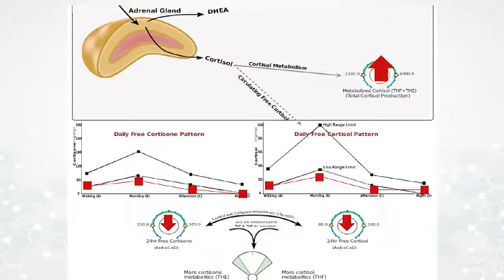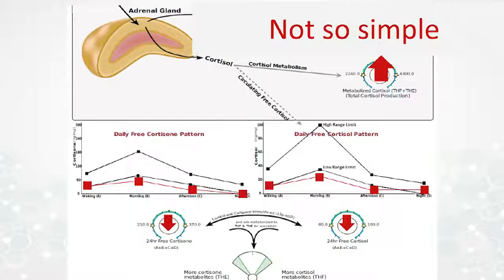So when you see low free cortisol, you don't know that you have low adrenal output of cortisol until you've confirmed with the metabolites. If the metabolites are normal, you have normal cortisol output and low free cortisol. What is that a picture of? That's a picture of elevated cortisol metabolism or clearance.